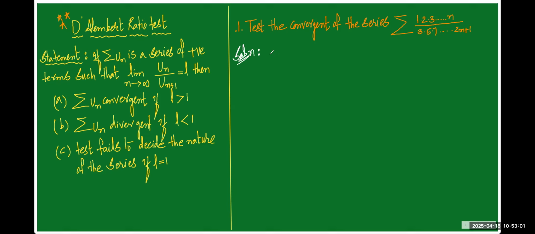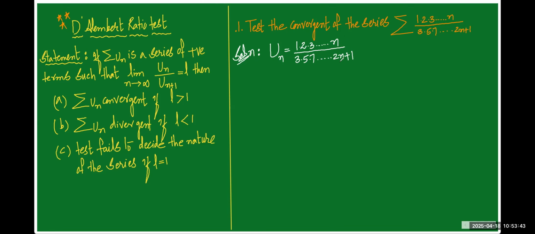You see, if your un value is an improper fraction, I will tell you the difference between proper and improper fraction. un is equal to 1 into 2 into 3 up to n divided by 3 into 5 into 7 and so on up to 2n plus 1. See, the power of n in the numerator is 1, the power of n in the denominator is also 1. So such a fraction is called an improper fraction.